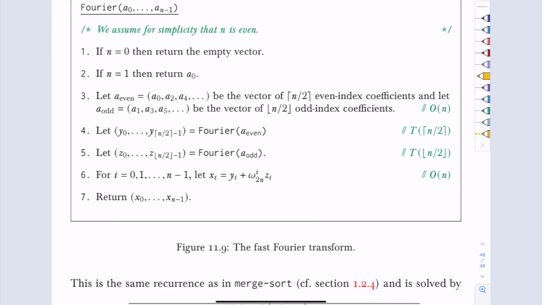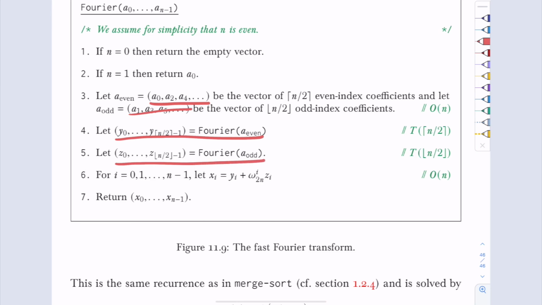Okay, so this is it. So what's the code doing? I'm pulling out the even coefficients and the odd coefficients. I'm calculating the Fourier transform for the even coefficients. I'm calculating the Fourier transform for the odd coefficients. And based on exactly what we just did, I'm multiplying things back in to get the values that we're actually looking for. It should probably be n, not 2 to the n. And then I return them.